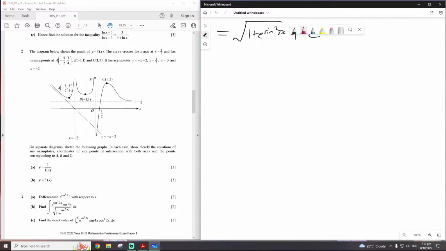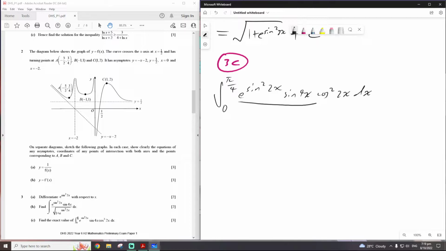Now for 3 part C. Find the exact value of this definite integral. We're going to integrate from 0 to pi over 4 of e sine squared 2x sine 4x cosine squared 2x dx. Okay, so what is your approach for this question? Well, I know how to integrate e sine squared 2x times sine 4x. So I'm actually going to make use of integration by parts.